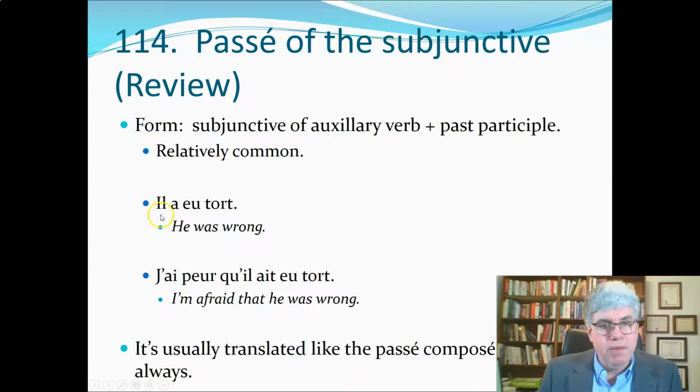Now, if we put it in a dependent clause where this needs to go into the subjunctive, we have j'ai peur qu'il ait eu tort. So here we have j'ai peur, I'm afraid that, and j'ai peur que requires the subjunctive. So this a eu tort turns to ait eu tort. The helping verb here in the present indicative changes to the present subjunctive here. I'm afraid that he was wrong.